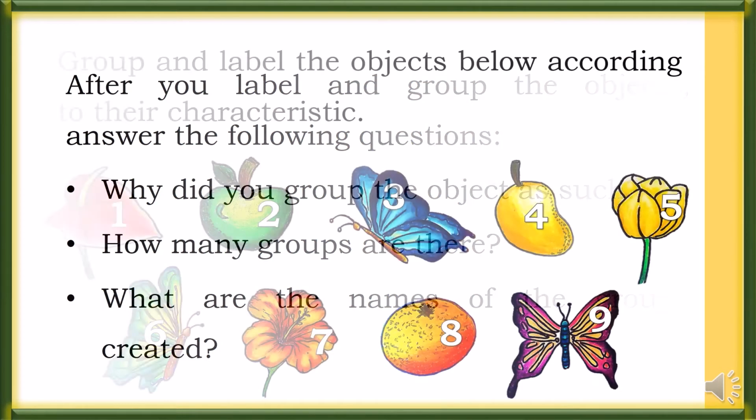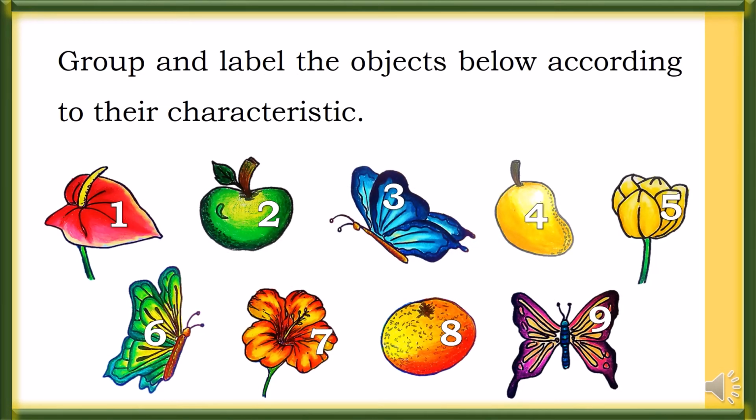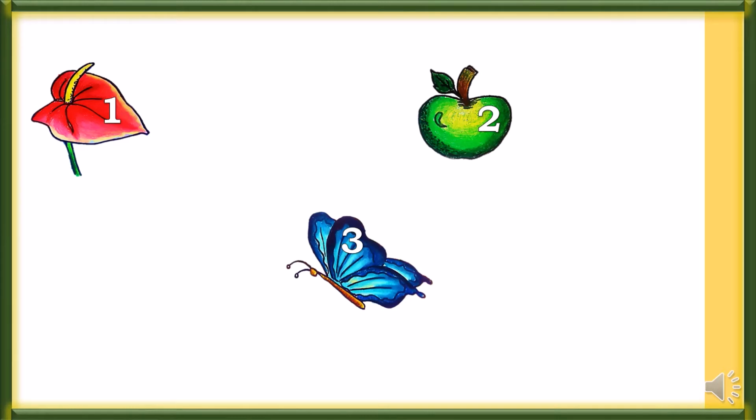Going back to your first activity, you are tasked to group and label the objects below according to their characteristics. Now, let us check your answers. The first object is an anthurium. The second is an apple. And the third is a butterfly. As you can see, these three objects have different characteristics. That is why we separate them from each other.